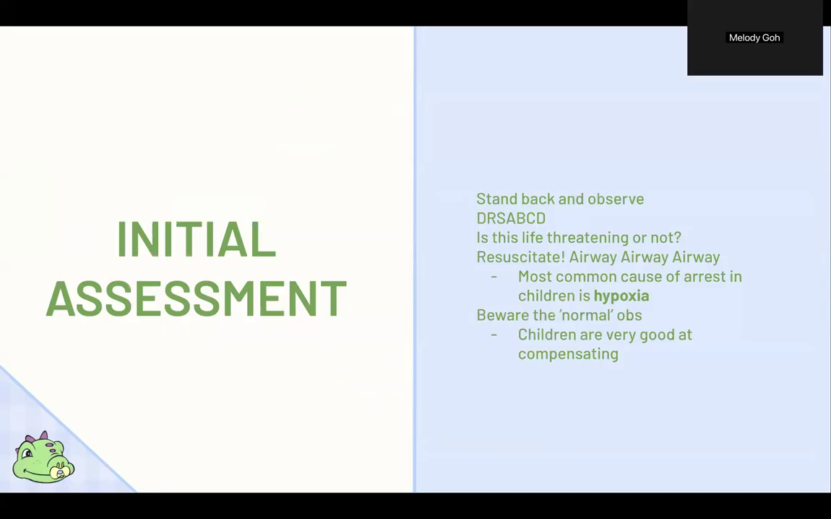And while you're doing the doctor's ABCD, in terms of resuscitation, the most important thing to maintain is their airway, and that's because the most common cause of an arrest in a child is hypoxia compared to a cardiac cause in adults. And you also want to beware the normal OBS chart. Children are very good at compensating, so just because their OBS are normal doesn't mean that they're fine.